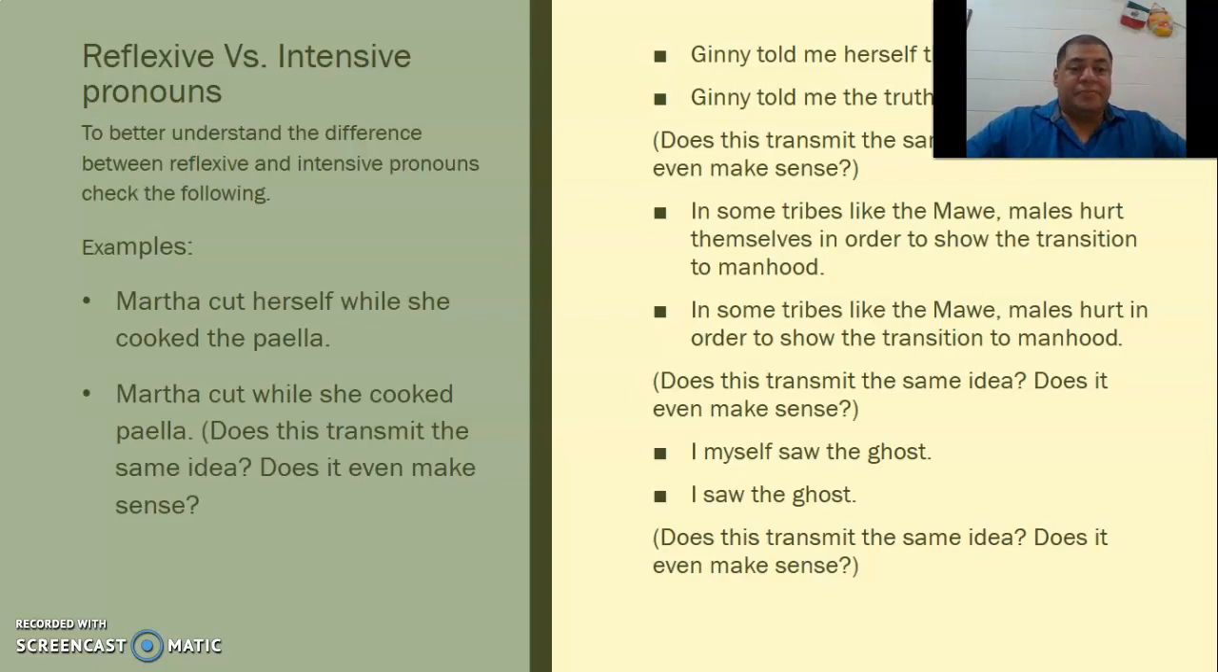And the next example. I myself saw the ghost. I saw the ghost. Does the second sentence transmit the same idea as the first one? Yes. I myself saw the ghost. I saw the ghost. Who is myself? I. So myself is an appositive, and I don't need it to transmit the same information. So I say that myself is an intensive pronoun. Function, appositive.